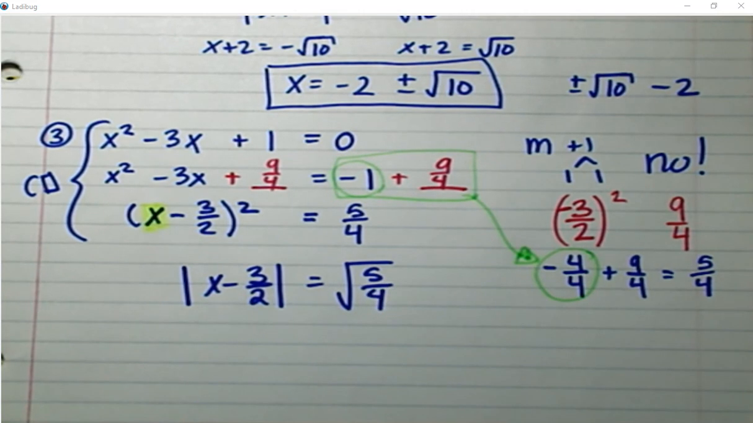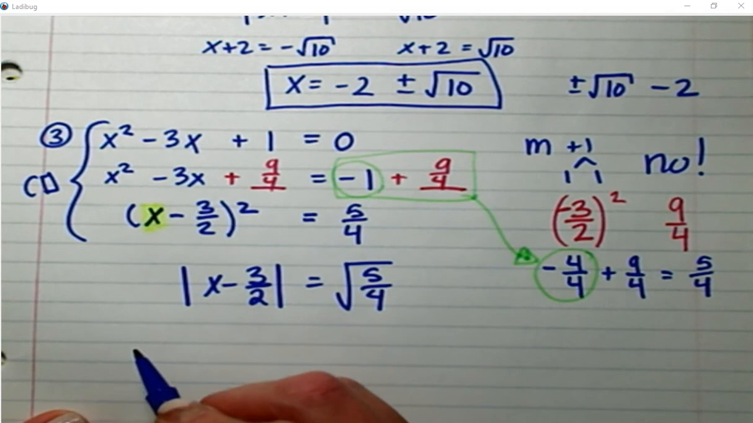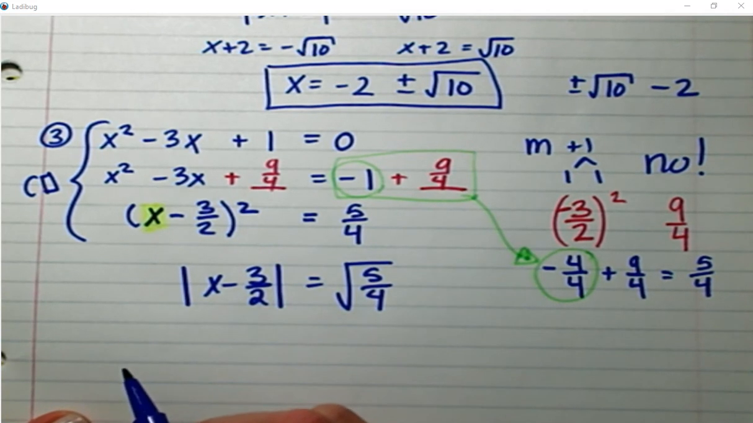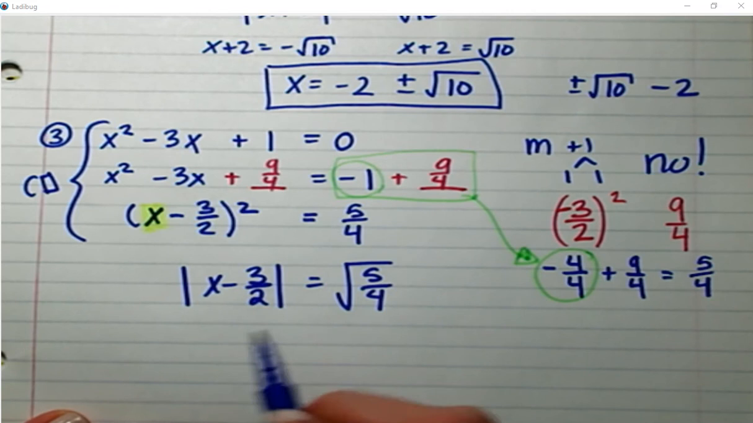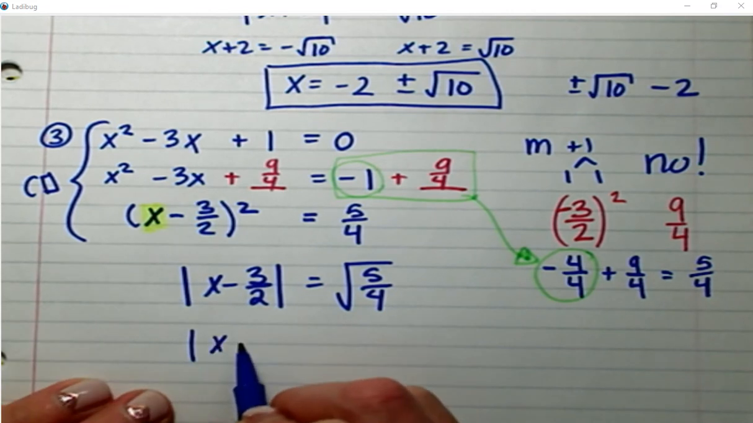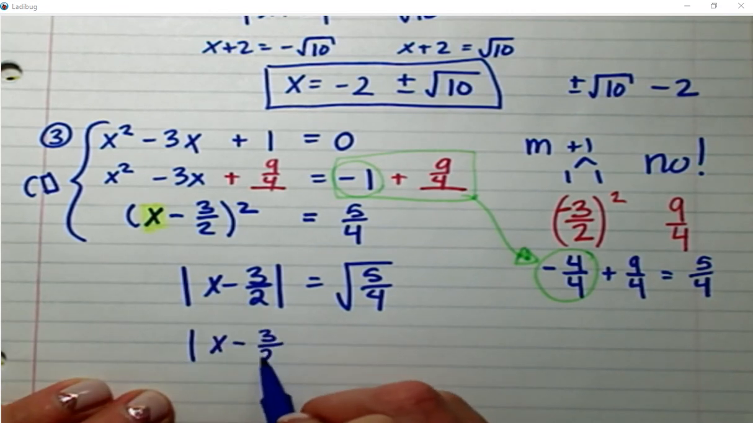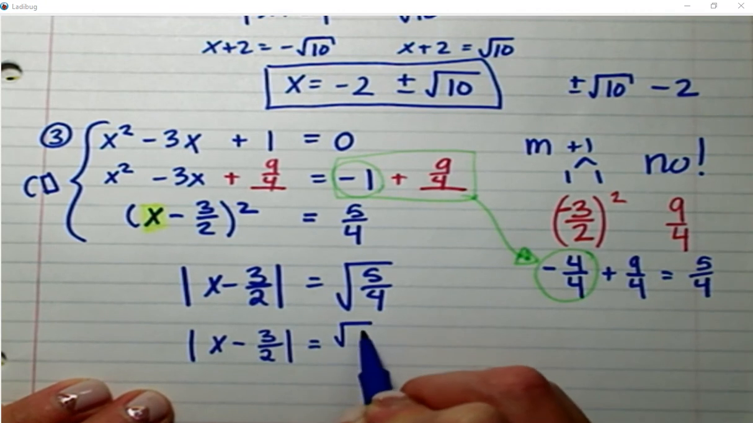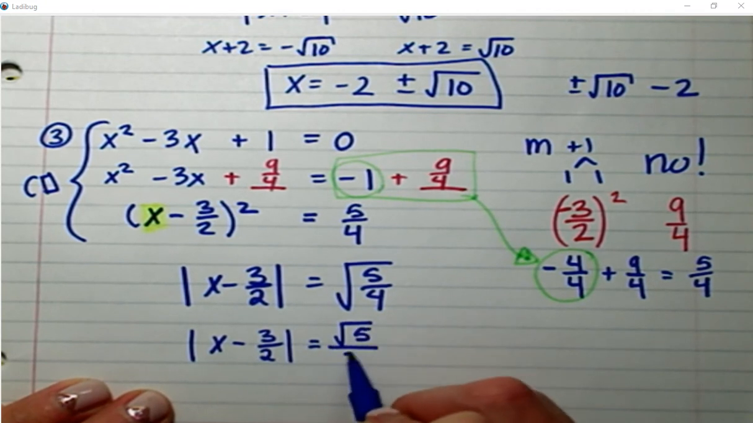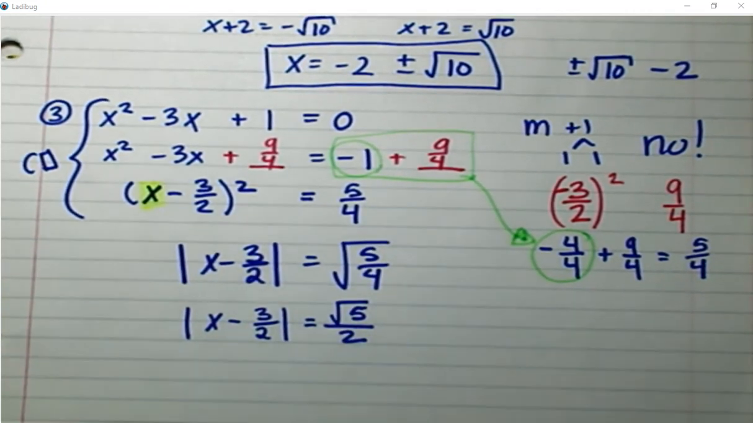Yes, there are a lot of steps, but try to chunk your steps so that you're focusing on one thing at a time. Okay, so I do notice that I can simplify this radical at least a little bit because 4 is a perfect square. So I'm going to take the 2 out of the radical.